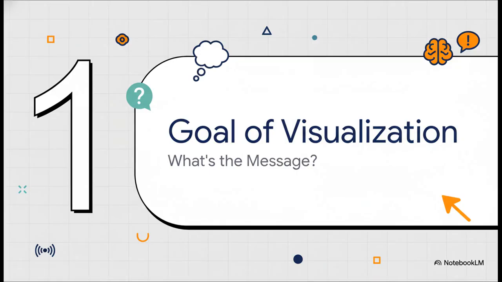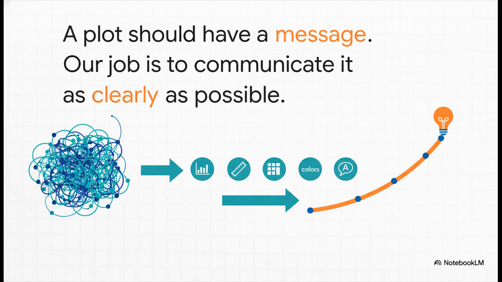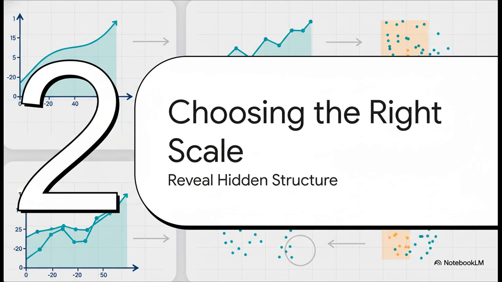Before we even think about what kind of chart to use or what colors to pick, we have to start with the single most important question. What is the one core message that we are trying to communicate? I want you to think of this as your North Star for data visualization. Seriously, every single decision you make from here on out, the chart type, the scales, the labels, everything, it all has to serve this one purpose: to make the story in your data as clear and as intuitive as possible for your audience. Okay, let's get into our first set of tools, choosing the right scale.